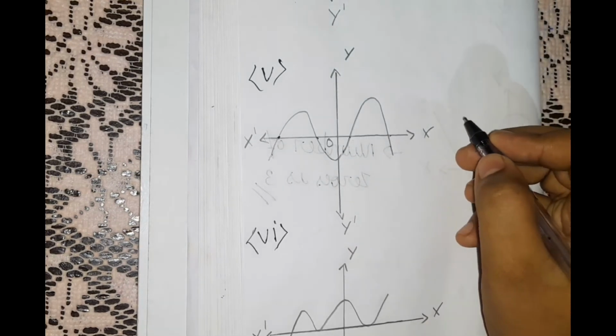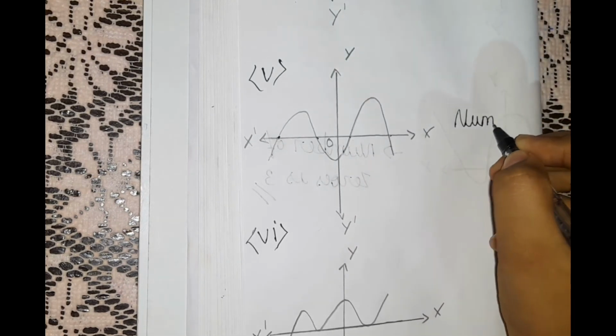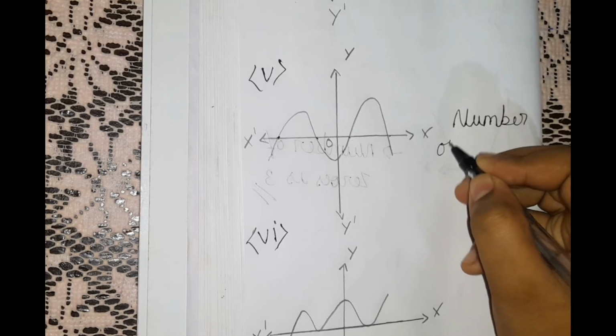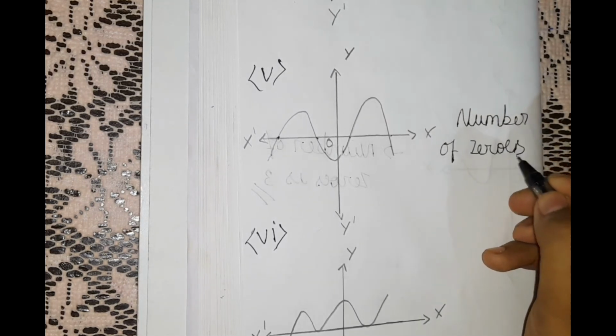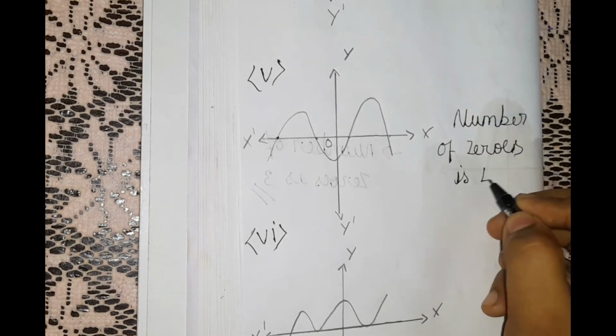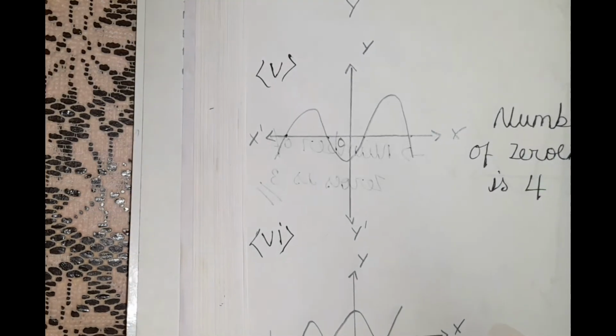Okay, so let us write number of zeros is 4. Okay, so totally we have 4 number of zeros.